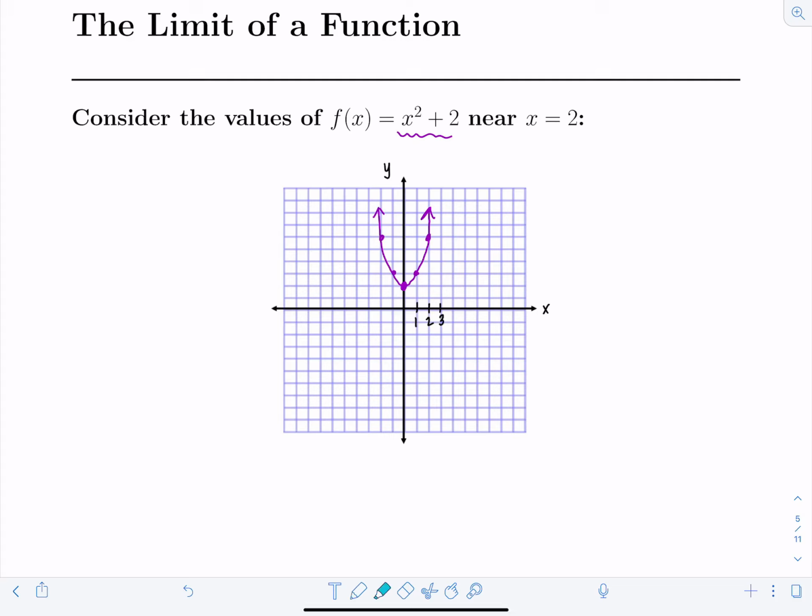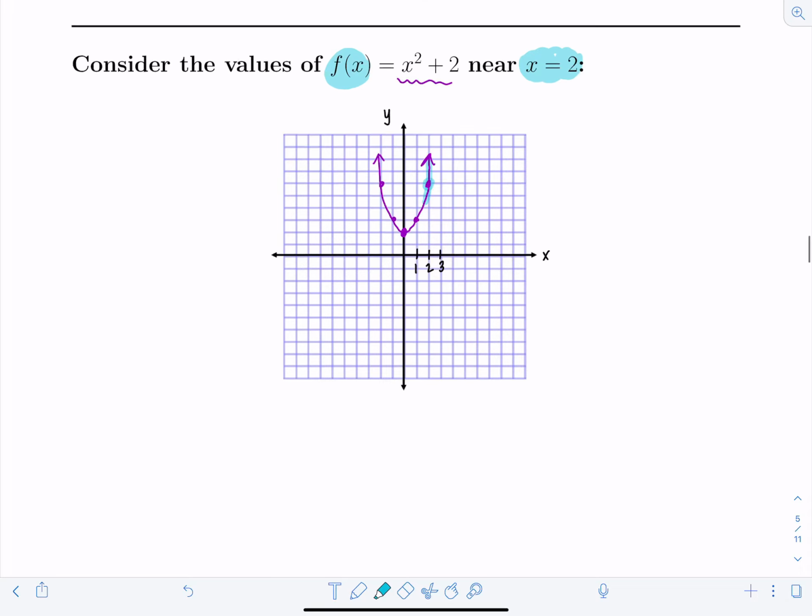And I'm interested in this case in the values of f of x, so I want to know the function values, the y values, the ones on the parabola, near x equals 2. So x equals 2 right here, so I want to look at what's going on near there. So for x values smaller than 2 and for x values larger than 2, what are the y values? What are the function values? Well, the best way to organize this information is just to make a table.